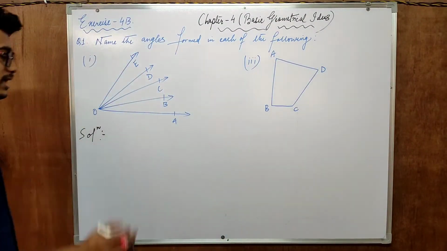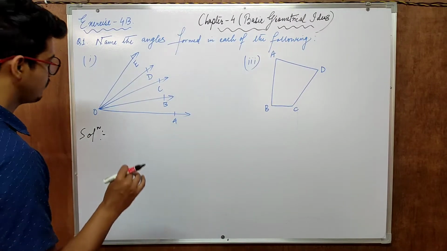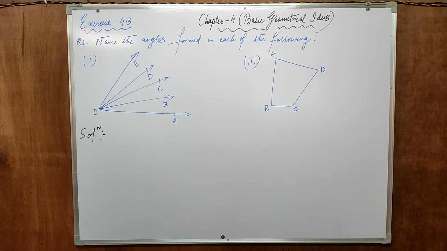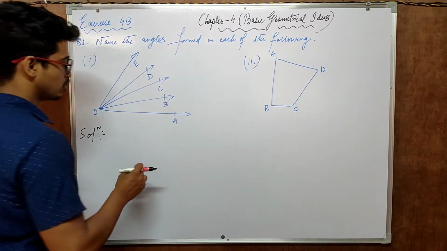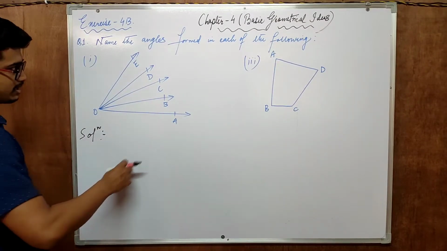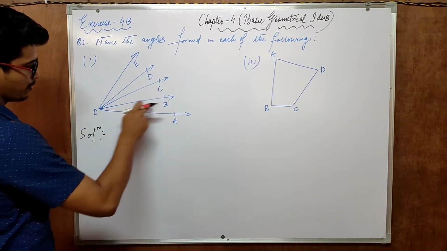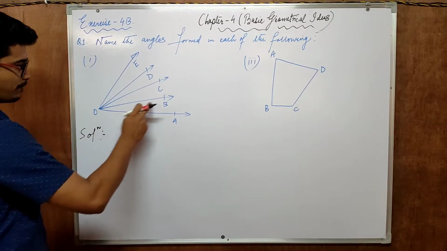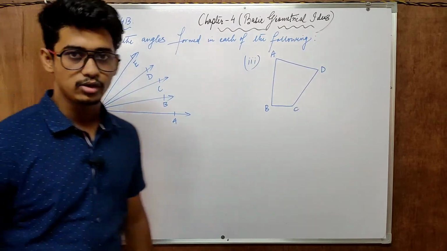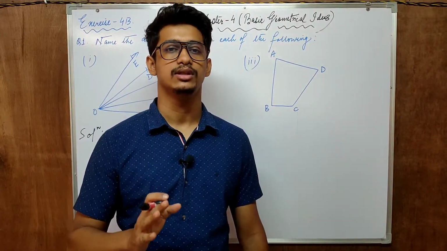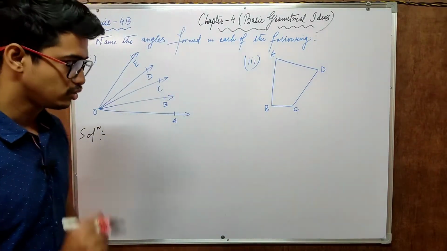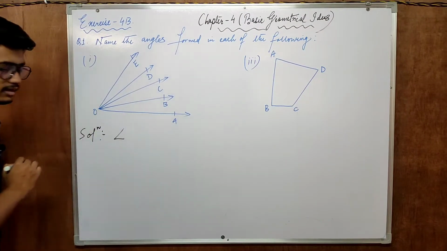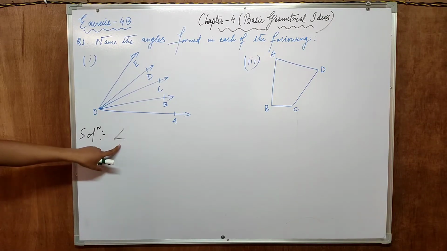So now by looking at the figure very carefully, we can easily understand what exactly we have to do. So the first angle will be angle AOB, right? Angle AOB. Now how you can write the angle, that is also the key concept that you have to understand. So first of all, the sign of the angle looks like this.